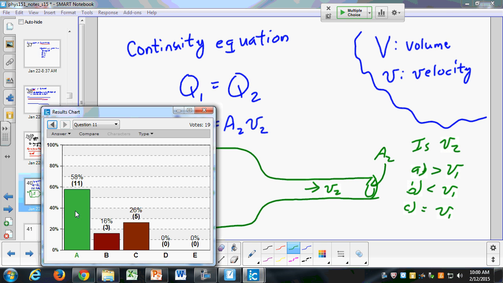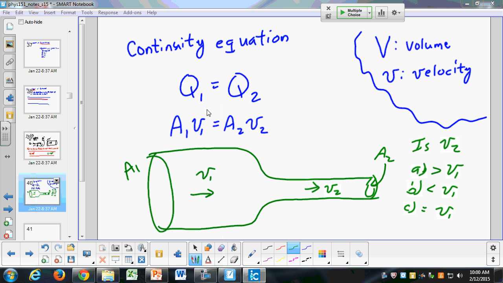Okay, good. V2 is bigger than V1. That comes about from this continuity equation. Our flow rate has to always be the same. A1 V1 is equal to A2 V2. So look at how the quantities are related to one another. When I go from A1 to A2, I find a drop in A2. But I know this value, A1 times V1, remains constant. So if A2 drops, then that means that V2 has to increase.